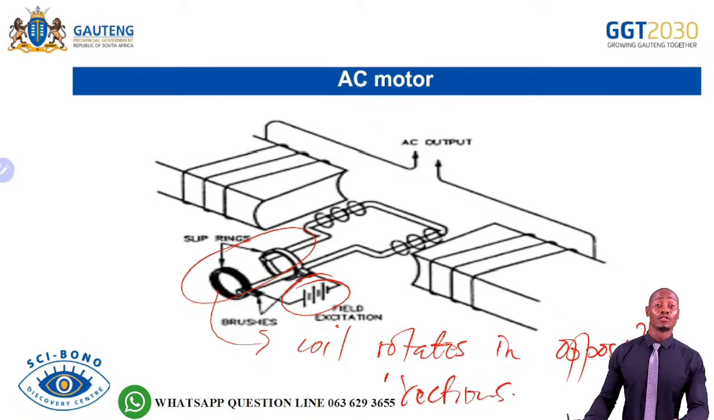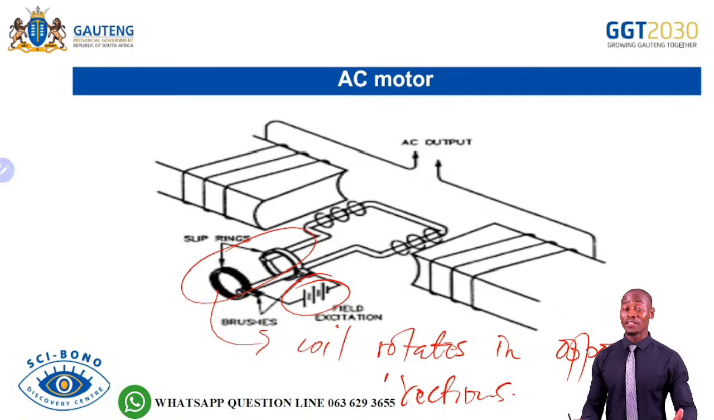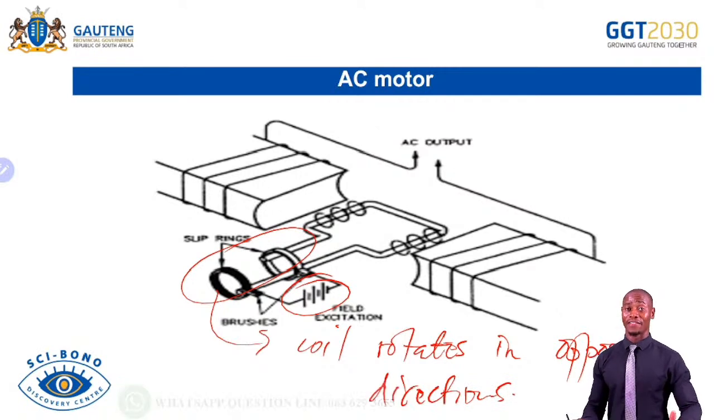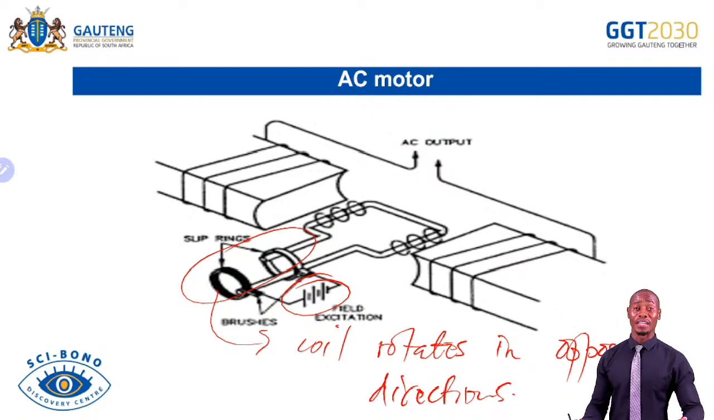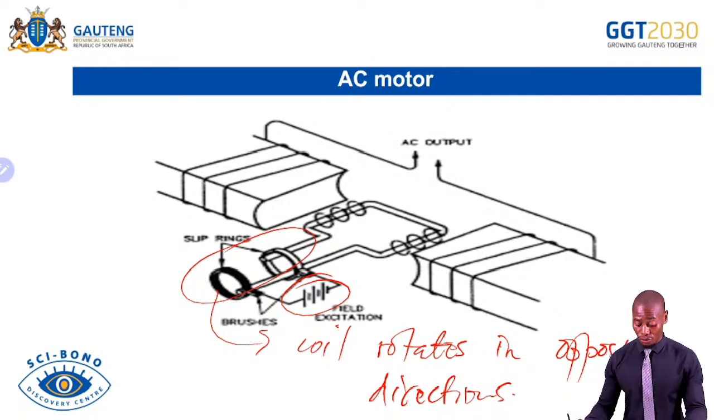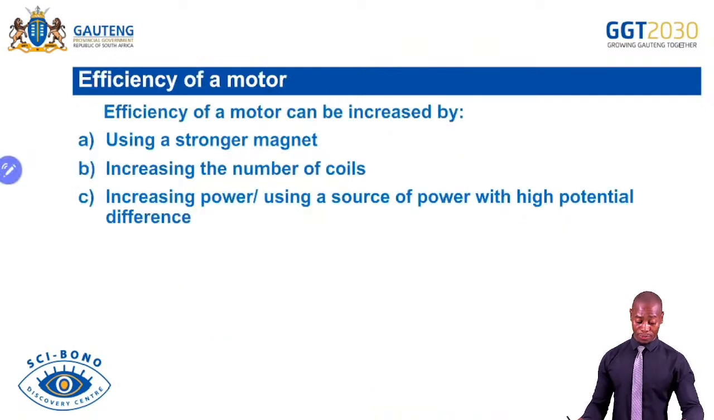So please let us be careful. The function of a slip ring when it comes to a generator is different to the function of a slip ring when it comes to a motor. Motor is about rotation. So the function of slip rings when it comes to motors is to ensure that the coil rotates in opposite directions. So please be careful, learners.